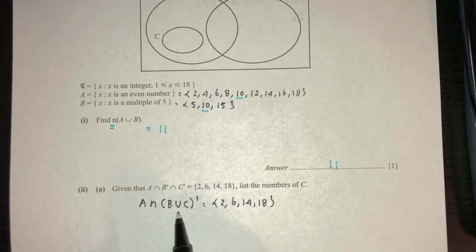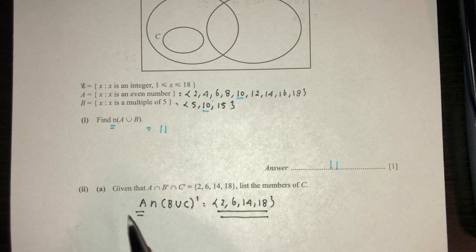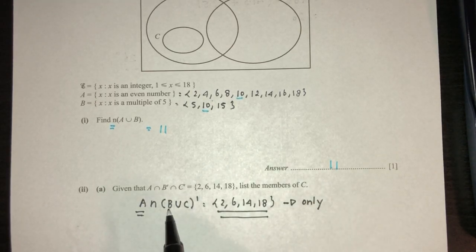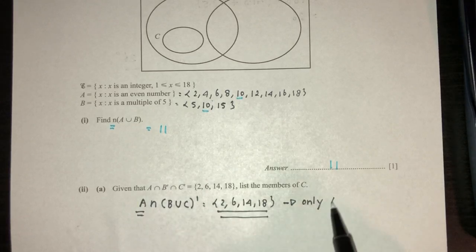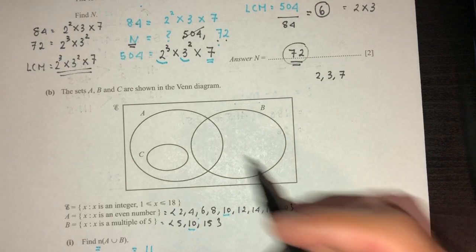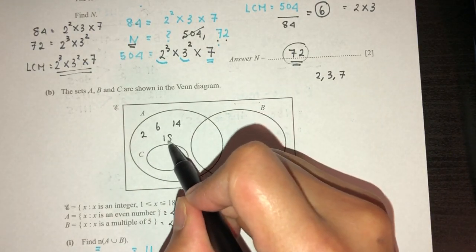So what is this set? B union C prime is outside of those two, the values that don't belong in those two. Intersecting this is this. So basically, the values that are only in A have these as their elements. This set is only A. Everything outside of these two will be only A. Now you can replace here, and have a look. That will be 2, 6, 14, and 18.